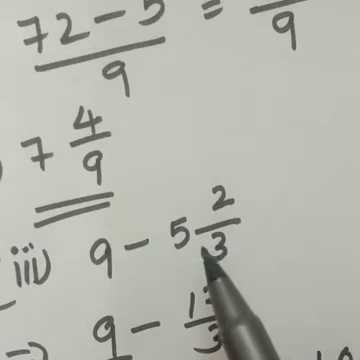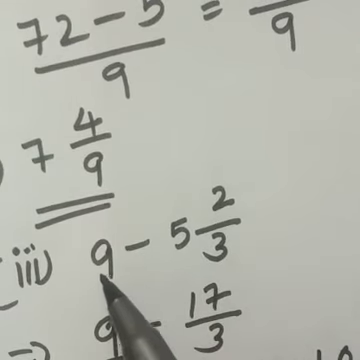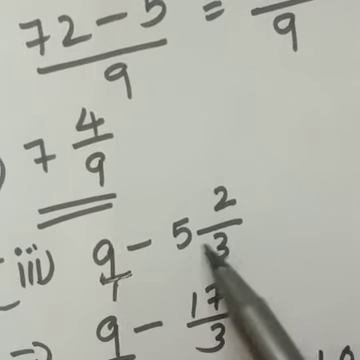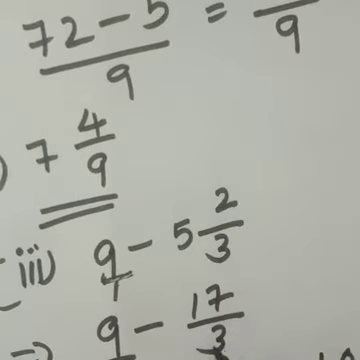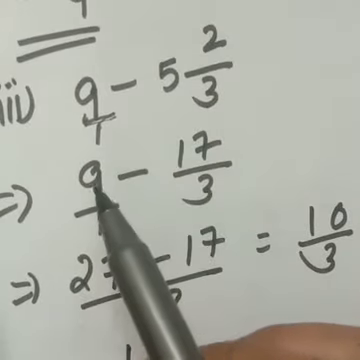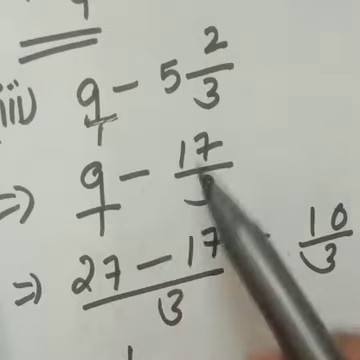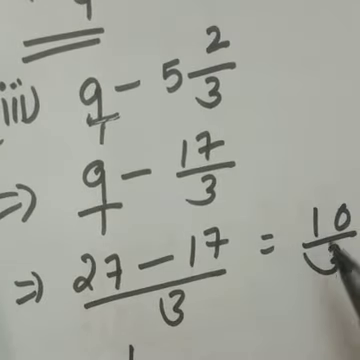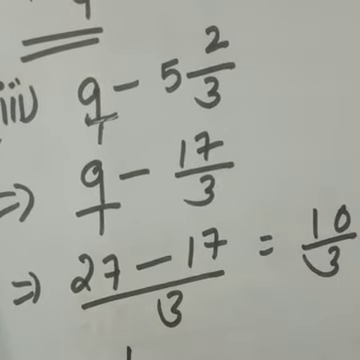Next, 9 minus 5 and 2 by 3. Here 9 means 9 by 1. 5 3s are 15 plus 2, 17. Cross multiplication, 9 3s are 27, 1 17s are 17. Subtracting, 10 by 3, just divide it, you will get 3 and 1 by 3.